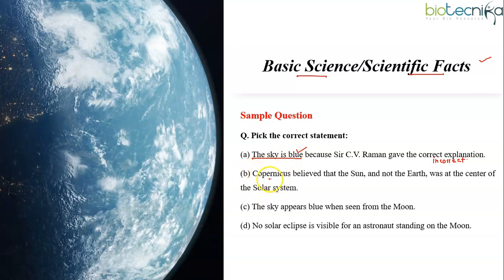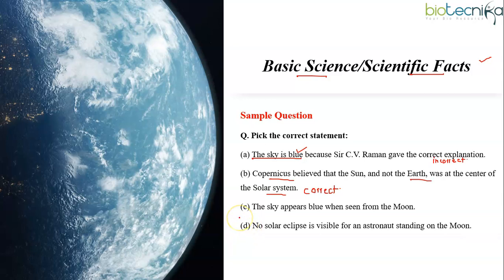Then statement B, Copernicus believed that the sun and not the earth was at the center of the solar system. This statement is correct. Nicolaus Copernicus proposed the heliocentric model in his work On the Revolutions of the Celestial Spheres, published in 1543. This model posited that the sun is at the center of the universe, specifically the solar system, and the earth, along with other planets, orbits around it.